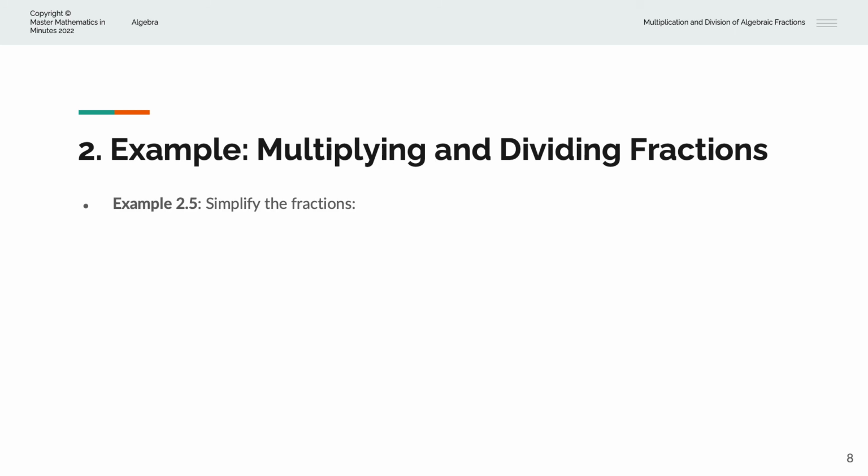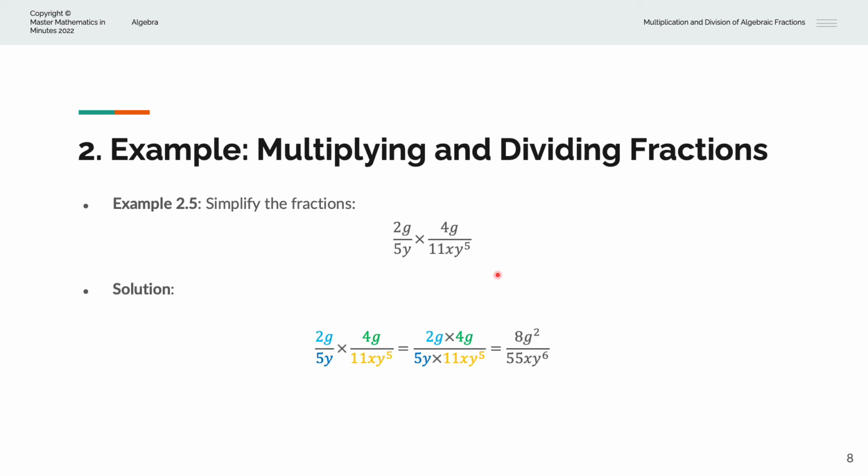In the fifth example, we're asked to simplify the fractions 2g over 5y multiplied by 4g over 11x y to the power 5. So, to multiply the numerators, we have 2g multiplied by 4g, and that simplifies to 8g squared. And for the denominator, we have 5y multiplied by 11x y to the power 5. And that simplifies to 55x y to the power of 6.